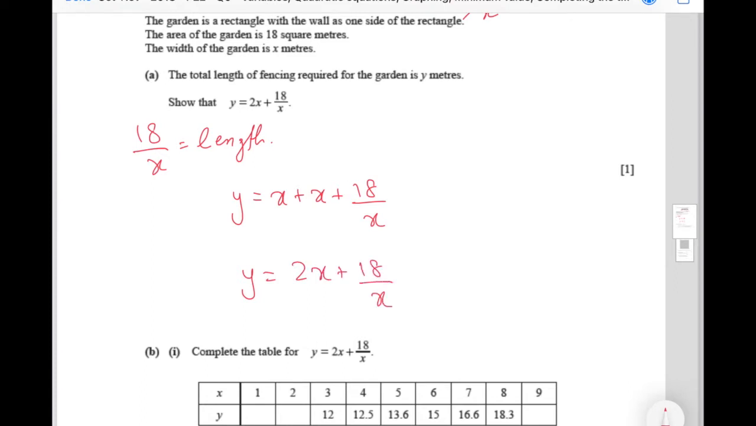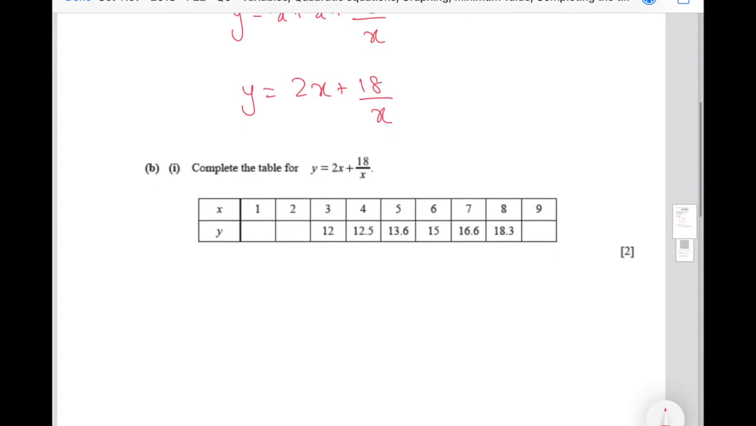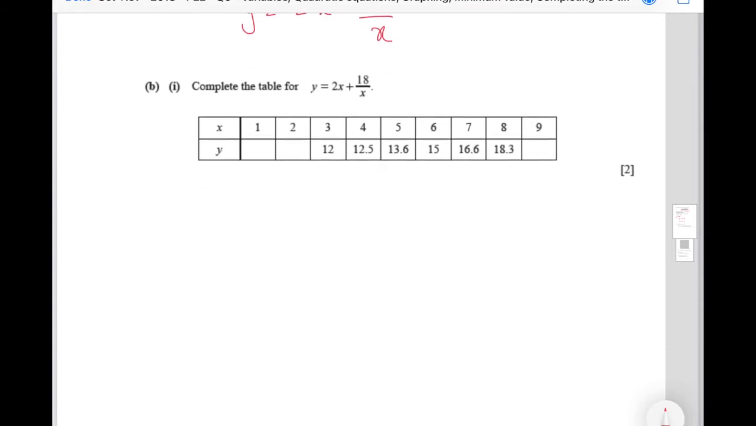x. Let's move on. The next part says complete the table for y equal to 2x plus 18 over x. And we have to find this value, and this value. So let's plug these values of x into the calculator for this formula. So for the first one, if you plug 1 into the calculator, 2 times 1 plus 18 over 1 is of course 20. This is easy.